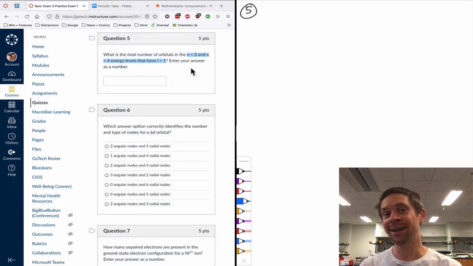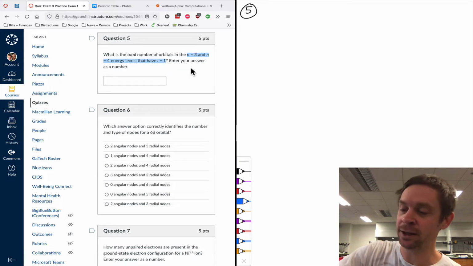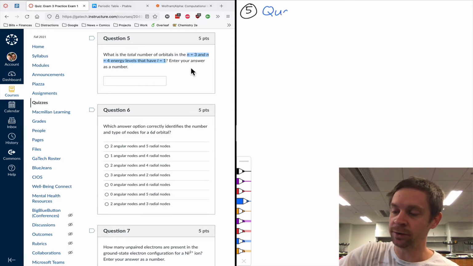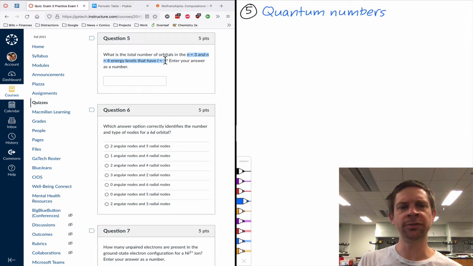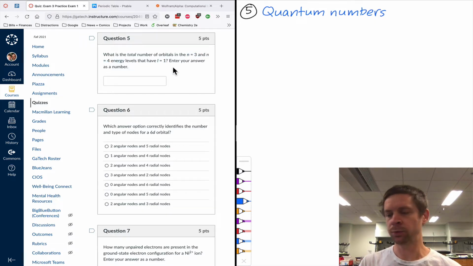So I see n values, I see L values, I'm thinking about orbitals. This is a quantum number problem, and specifically, it relates to the constraints or rules for quantum numbers. How is the number of orbitals constrained or limited by the L value and by the n values that are allowed right here? Essentially, I think the best way to proceed is to list the allowed sets of quantum numbers based on what's given in the problem, and then try to unpack those into a number of orbitals using the rules or constraints for quantum numbers.